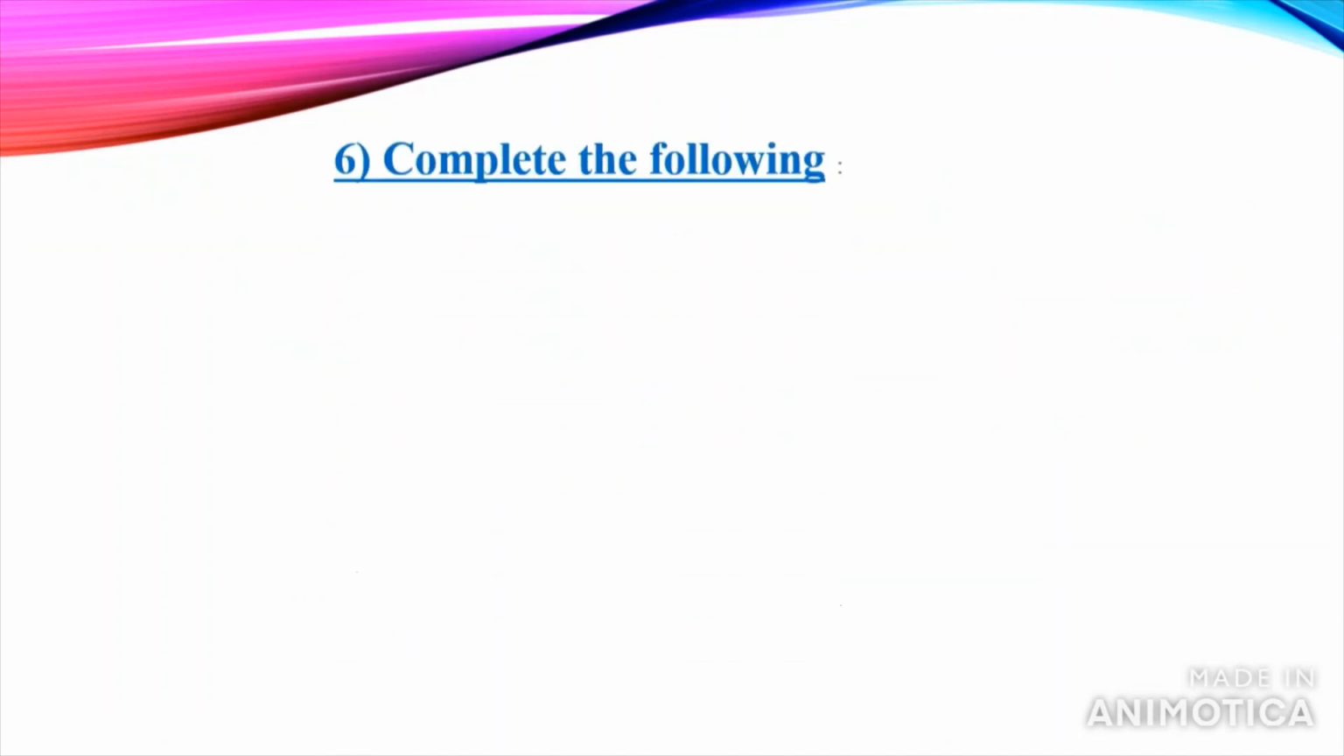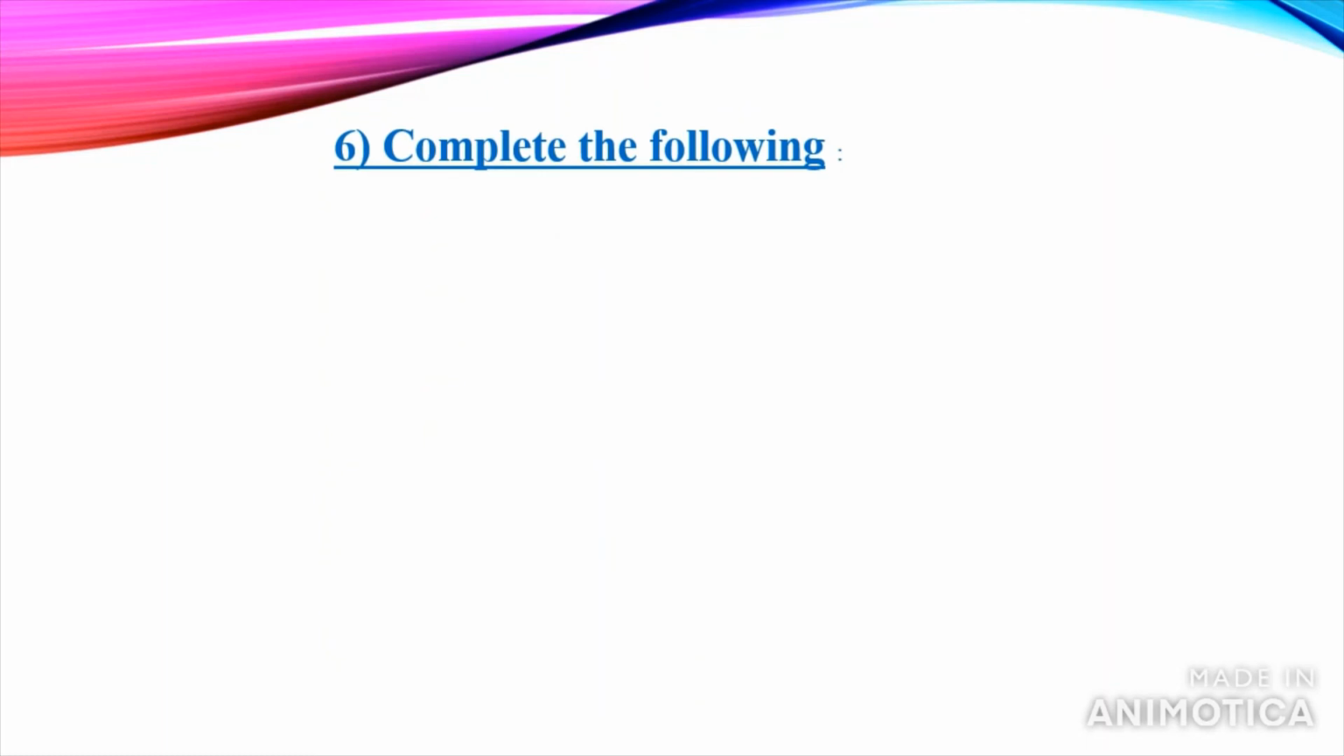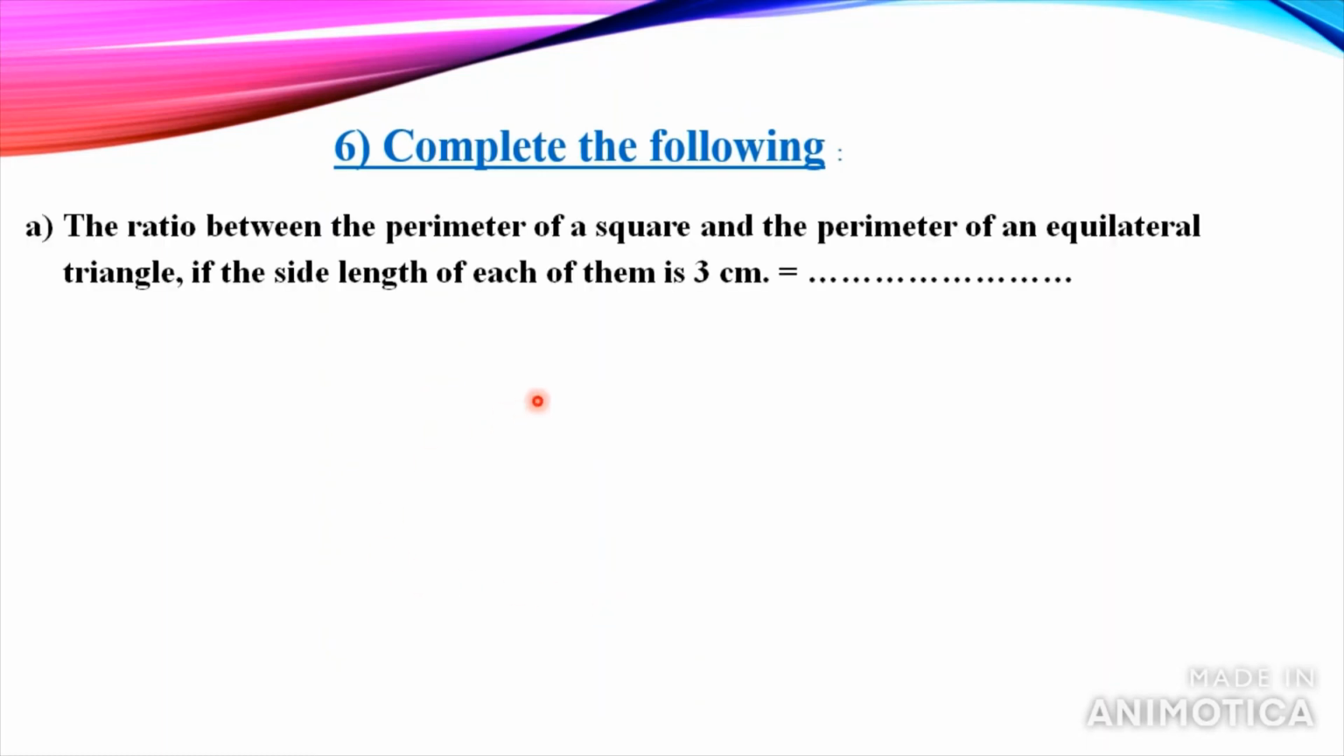Okay, let's see how we can complete this question. The ratio between the perimeter of a square and the perimeter of an equilateral triangle, if the side length of each of them is 3 centimeters. We first have to know the perimeter of each shape, the square and the equilateral triangle. Then we will find the ratio between the two perimeters.